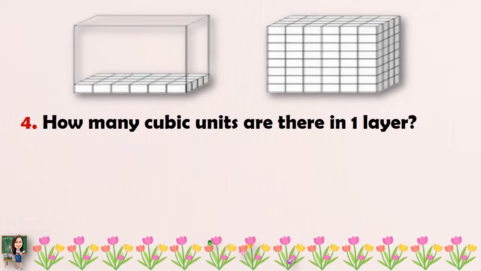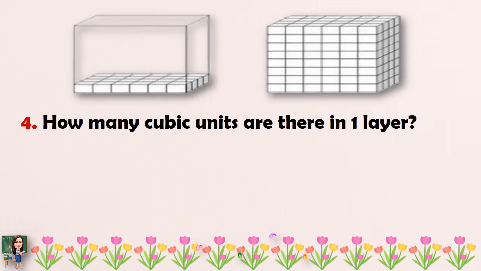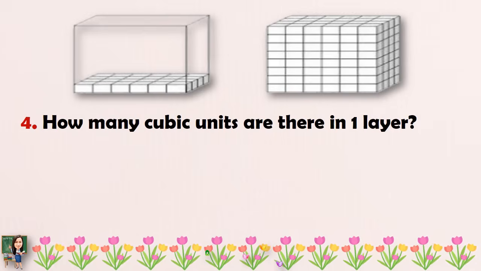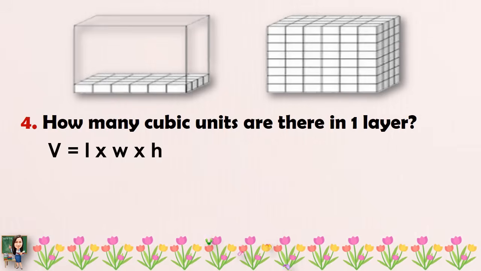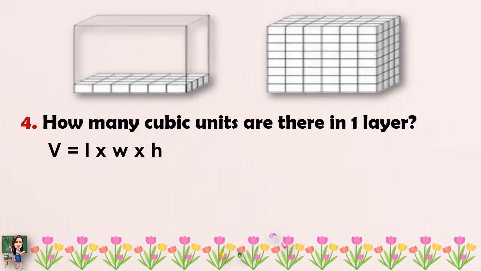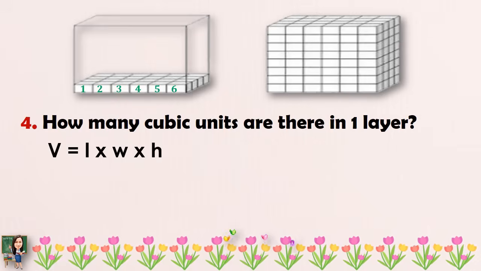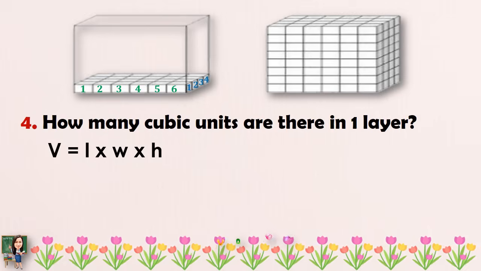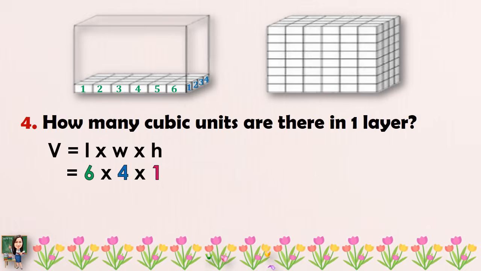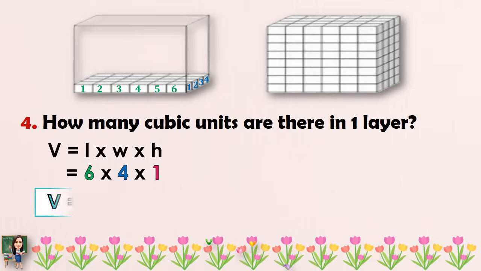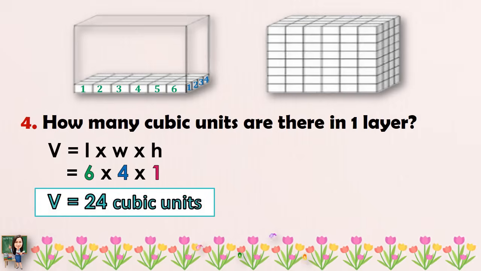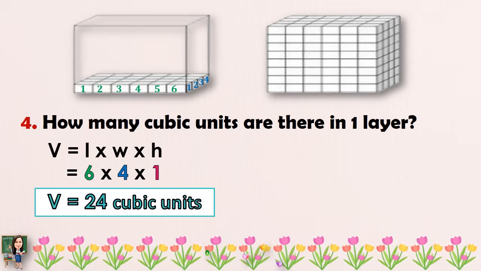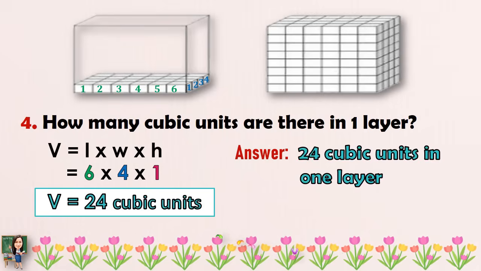Number 4. How many cubic units are there in one layer? The formula in finding the volume of a rectangular prism is length times width times height. The length has 6 cubic, the width has 4 cubic, and the height has 1 cubic. 6 times 4 times 1 equals 24 cubic units. Therefore, there are 24 cubic units in one layer.